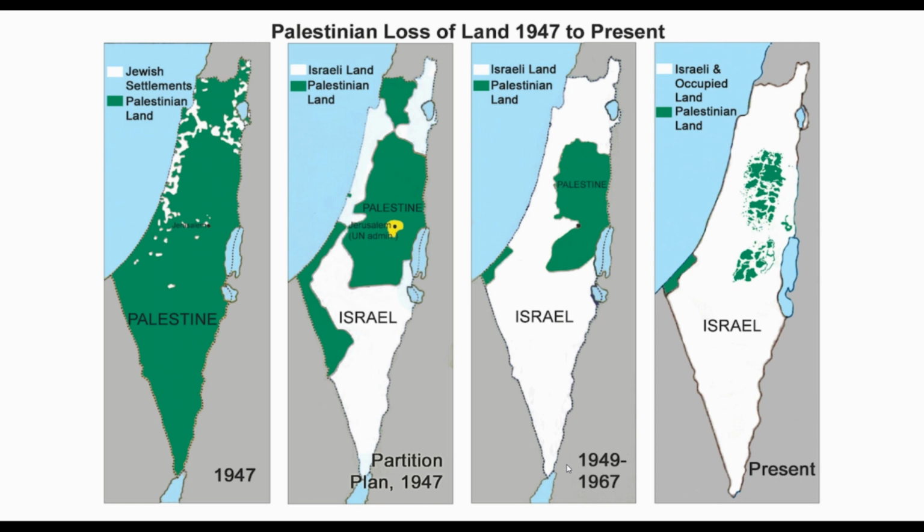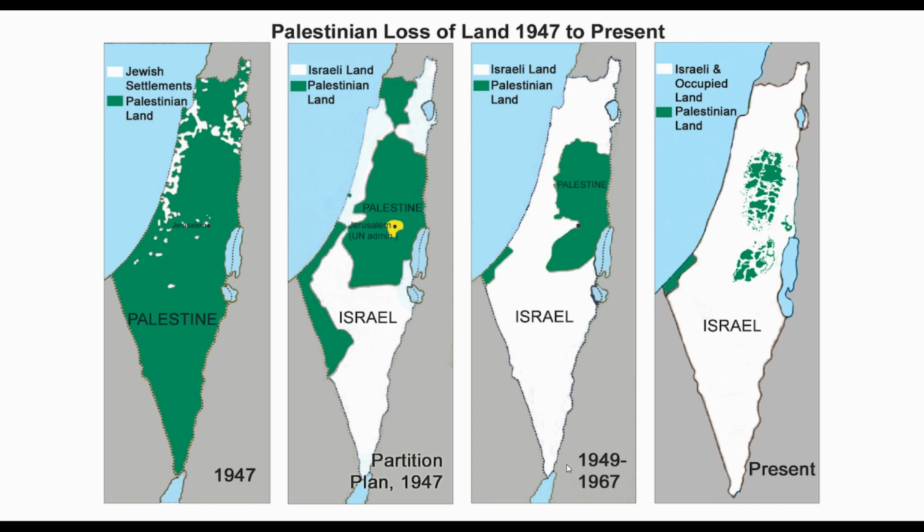In 1947, when you look at the map after the UN Partition Plan, as you can see, the white area is the Israeli land and the green area is Palestinian land. The small part on the west side is Gaza, and on the right side, you can see the West Bank.